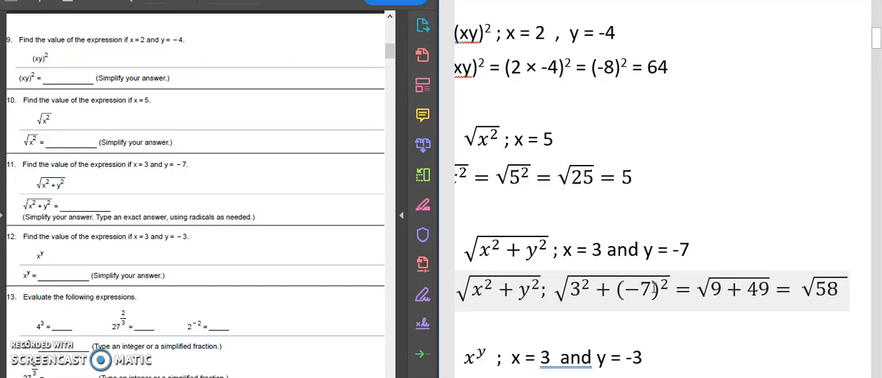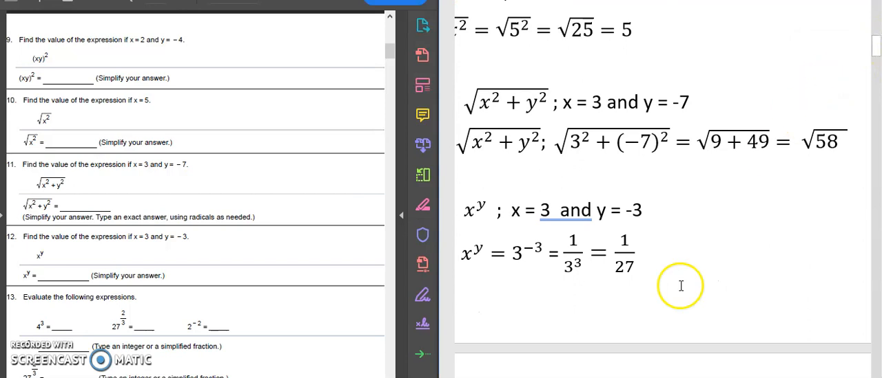So we have -7 squared, which is going to be 49. So we have 9 plus 49, which equals the square root of 58. Notice that it says simplify your answer and type an exact answer. So we're not going to simplify the square root of 58 and type in the decimal. Here we're going to actually put the square root of 58 as our final answer.